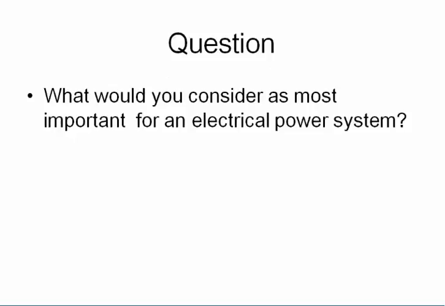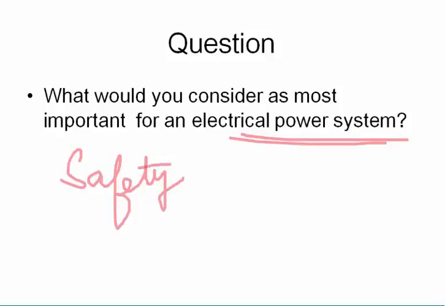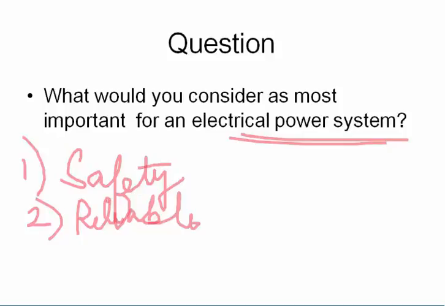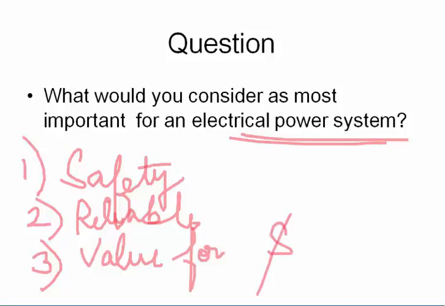So what should you consider as the most important for a power system? So, simple question, what would be your answer? What's the most important thing before you start anything in most organizations? Yes, well, reliability is important, but before reliability, safety, yes. Safety comes first, second comes reliability, alright, and third one is value for money. Alright, so safety, reliability and value for money are the key objectives. Safety is always number one, never compromise safety.